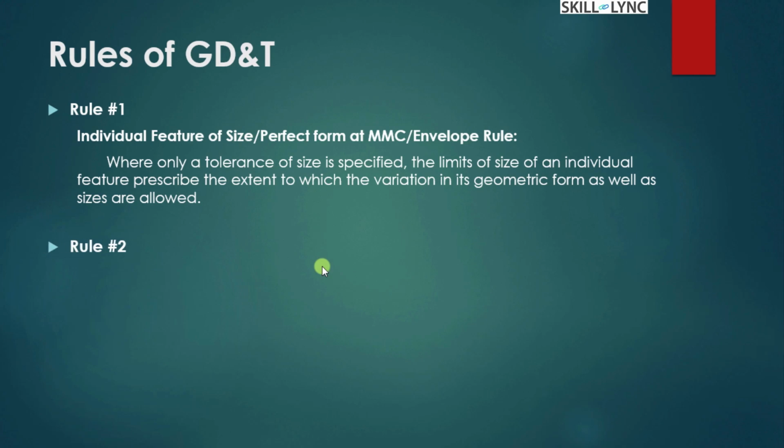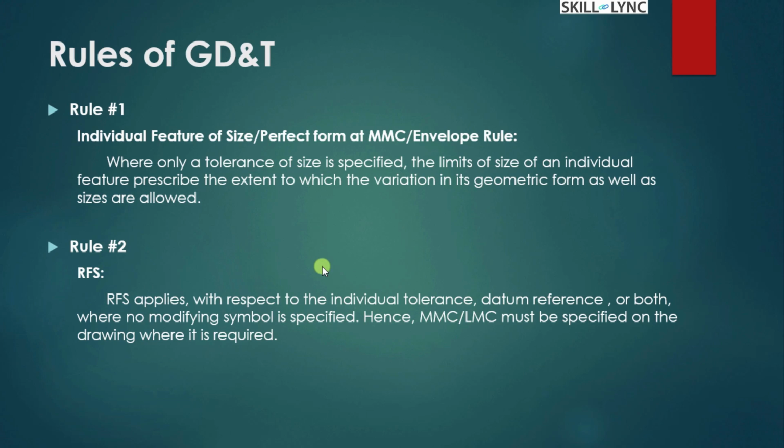So the next rule is regardless of feature size, that we had seen earlier. It means that unless any specific modifier is specified, all the default modifiers are considered to be regardless of feature size. This applies with respect to the individual tolerance, the datum reference, or both, where there is no modifying symbol specified. Therefore, MMC or LMC are the modifiers that need to be included in the drawing.